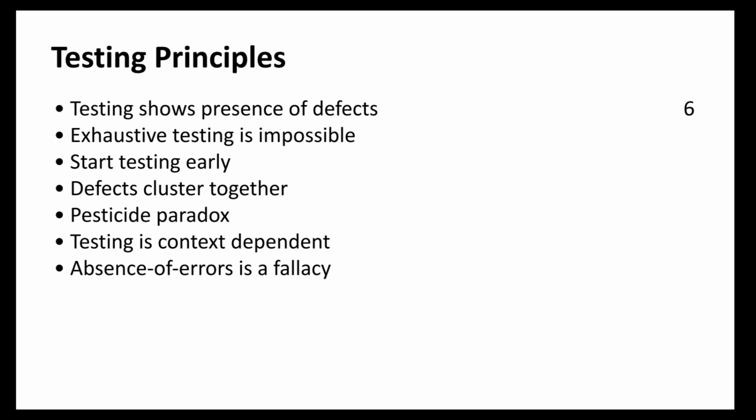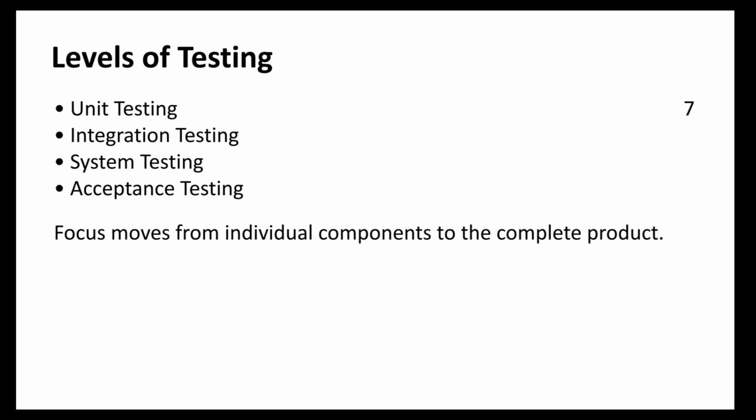Next, let's understand the different levels of testing. Testing can be performed at different levels. Unit testing focuses on individual components. Integration testing checks whether different modules work correctly together. System testing focuses on the complete integrated application. And acceptance testing checks whether the application meets business and user expectations. So, the scope increases as we move from individual components to the complete application.